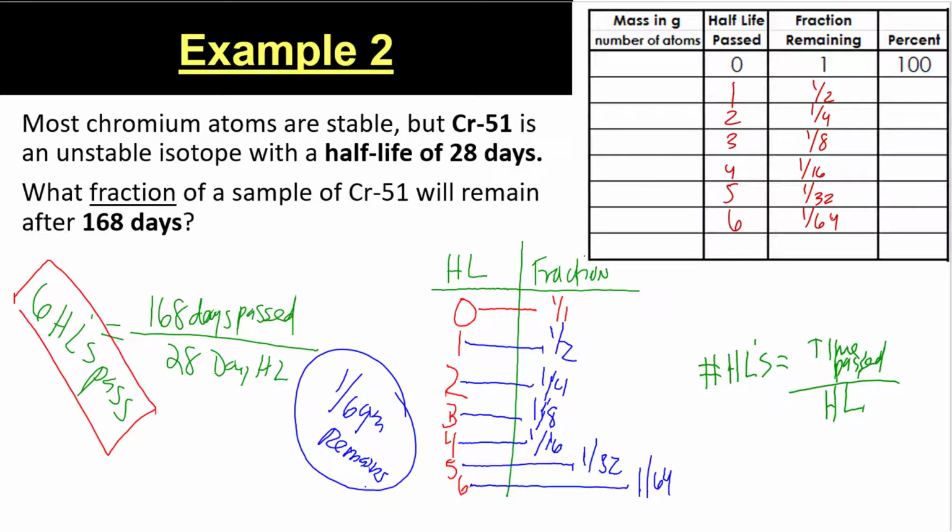Once again, it doesn't matter whether you use the chart or you use the horizontal method. Either way is going to get you there, but it all starts with the magic formula for half-life, n equals little t over big T. Let's move on to the next example.